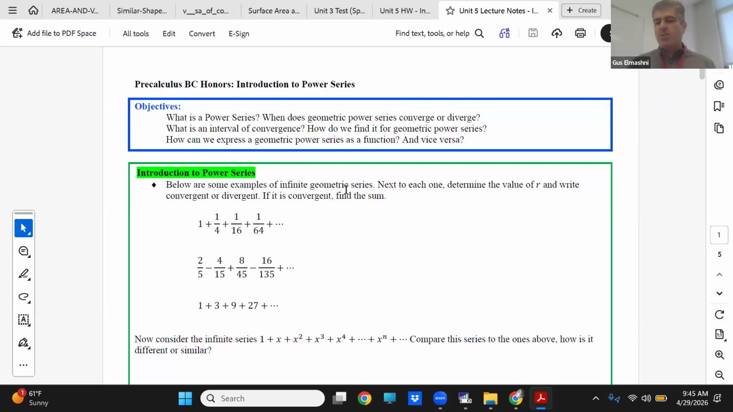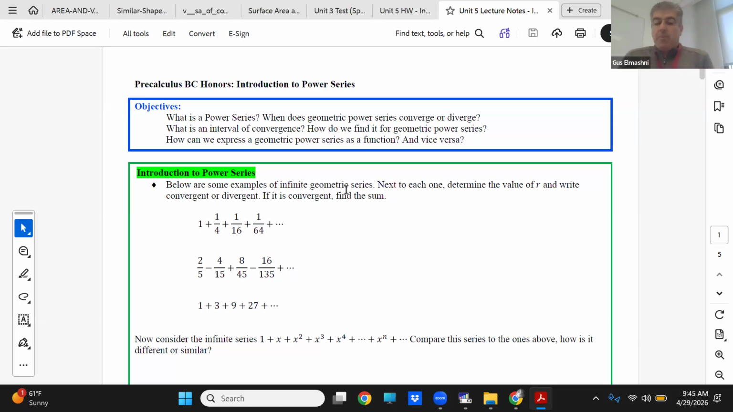But we should do a nice little check-in, like, hey, are you understanding what we've done for the last 3 classes? So anyway, what is the power series? That's what we'll talk about. When does a geometric power series converge or diverge? What is the interval of convergence? That is a big thing that is done often in AP Calc, interval of convergence. So we'll talk about that. How do we find it for a geometric power series? We're going to talk about what a power series is in a moment. How can we express a geometric power series as a function and vice versa? All these questions we're going to answer.